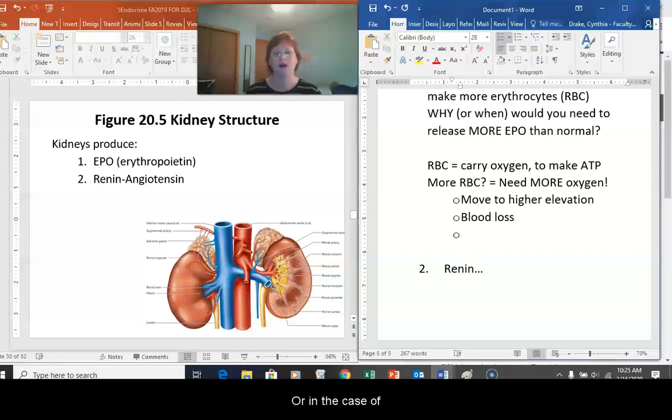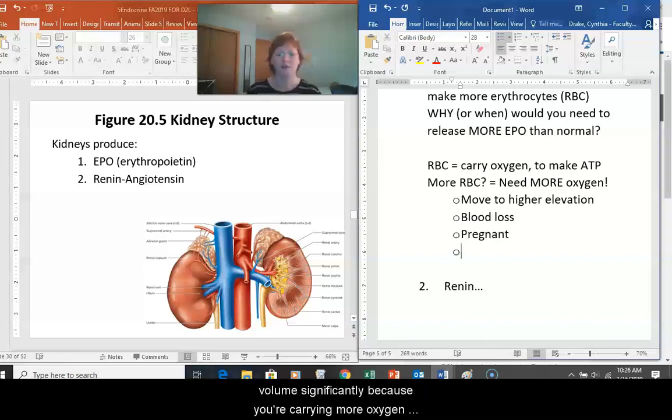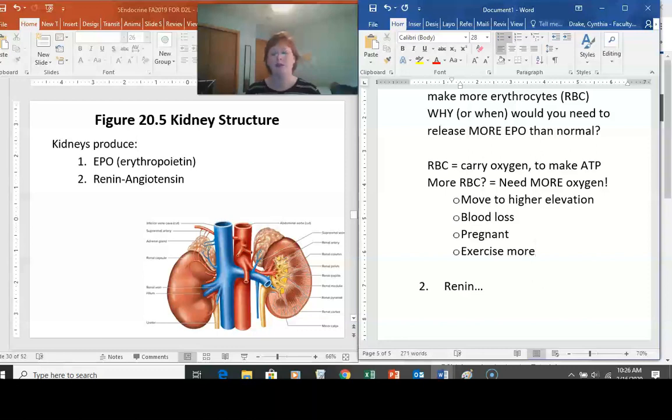Or in the case of my mother, I used the example of her hip surgery where she lost over 1.5 liters of blood during the surgery. So she obviously is going to be releasing a lot more EPO after the surgery to replace all those lost red blood cells. If you are pregnant, you actually increase your blood volume significantly because you're carrying more oxygen to make more ATP both for you and for the developing embryo and fetus. If you start to exercise more, then that's going to cause higher energy demands. And I think that was pretty much our list. Did we come up with anything else? Okay, so that's a pretty good list to get us started.